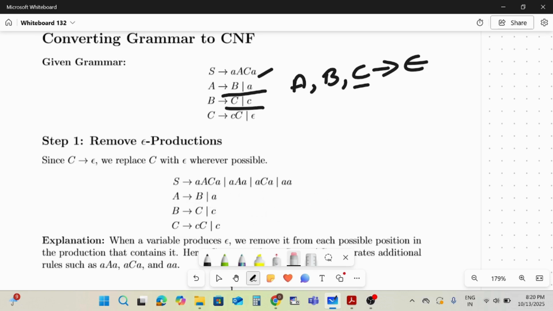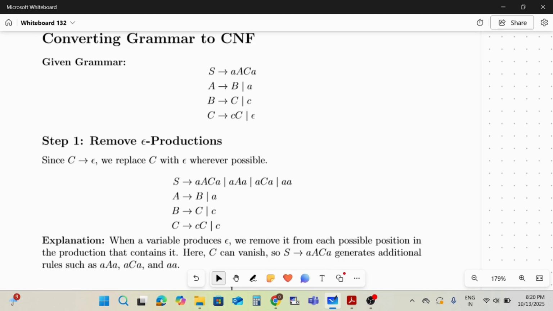Next, C tends to CC. For C, if you substitute epsilon, you should get one small c. And you can eliminate the epsilon characters from the original rules. From that you should be able to remove the epsilon character. So this is how the epsilon character has been removed.